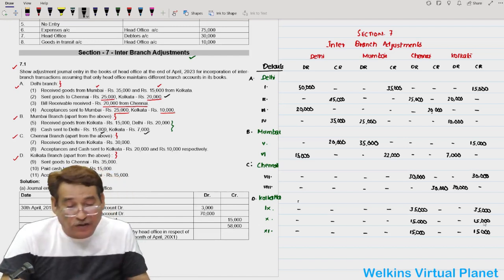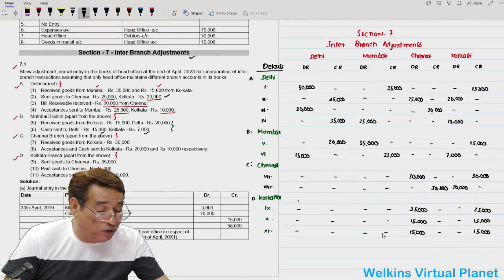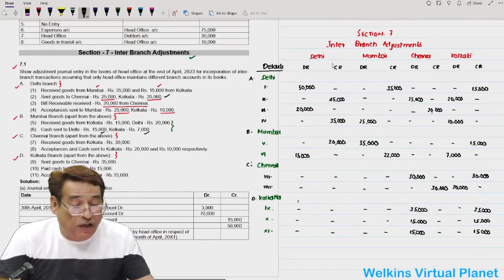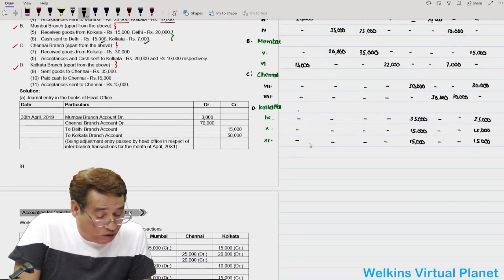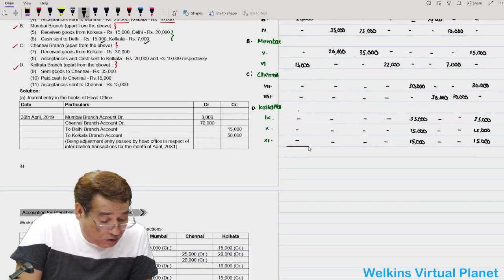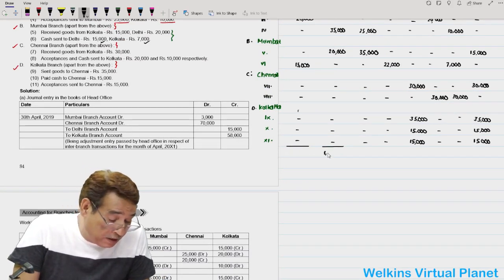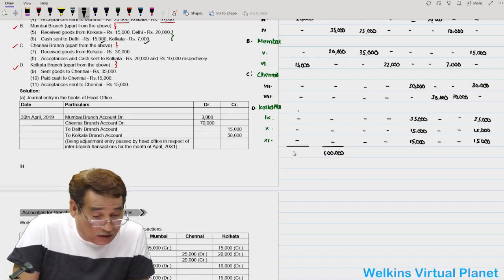Now we have finished up all the transactions. After having finished up all the transactions, what you are supposed to do now? First, I will take the Delhi branch, correct? First two columns are related to Delhi branch. Now I will total them up. If I will total them up, I will total up both the sides. Credit side total is 1 lakh. Debit side total is 85,000.